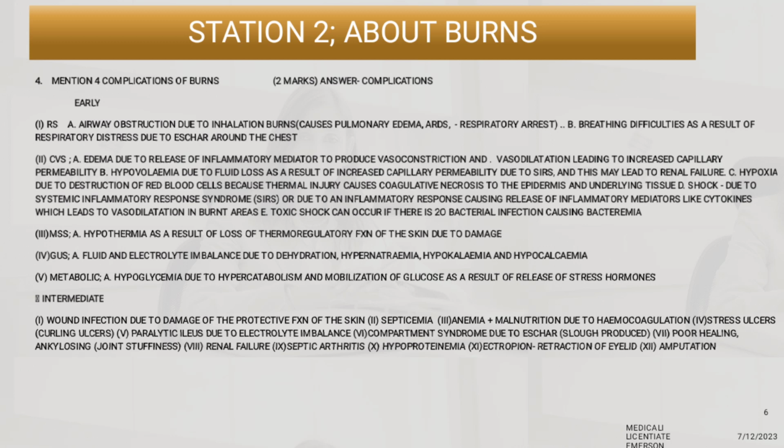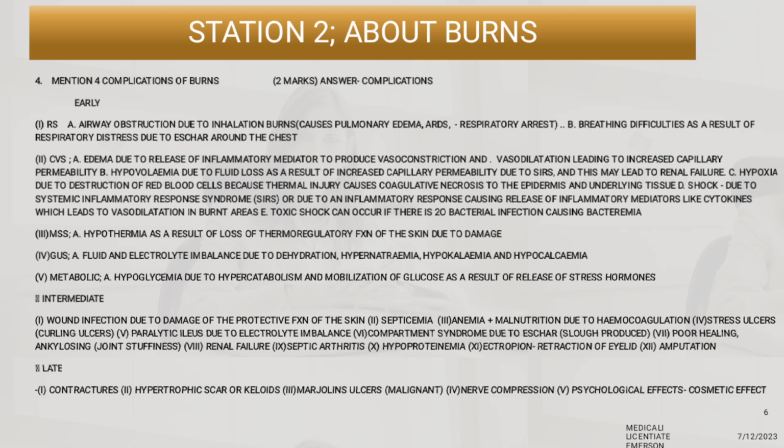Then you can have poor healing and ankylosing or joint stiffness. You can have renal failure, septic arthritis, hypoproteinemia, ectropion, which is the retraction of the eyelid. You can also have amputation under intermediate.